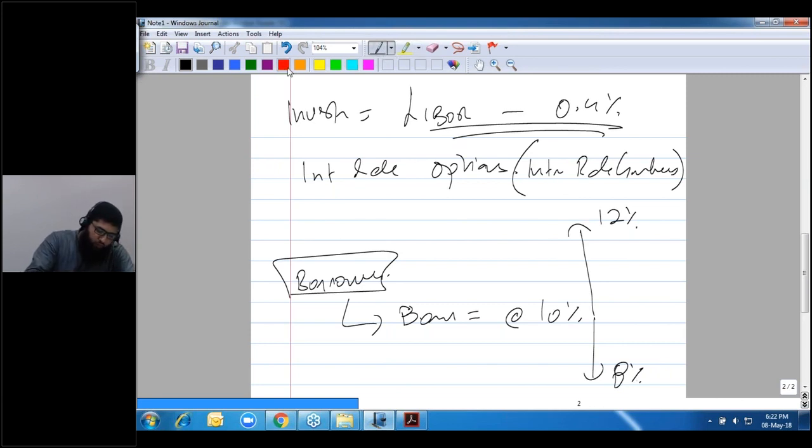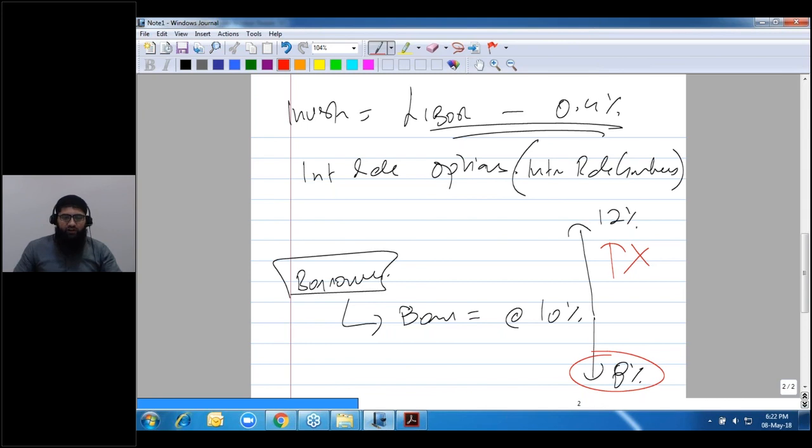You actually want to protect yourself from this upward movement. You want to avoid it. But at the same time, if there is a downward movement, which is a positive movement in favor of you, you would probably want to encash it. So in such a scenario, a relevant derivative to use is going to be the interest rate option.